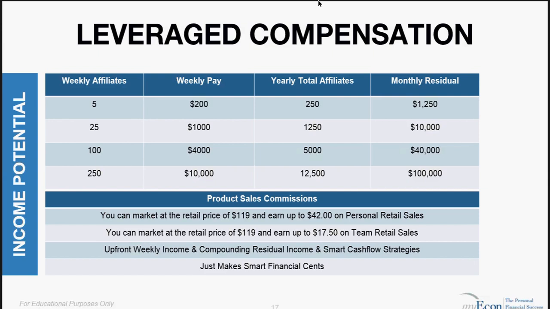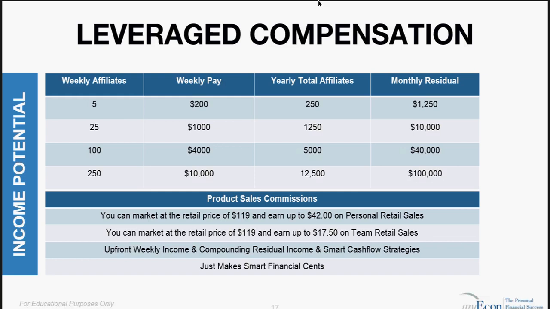And you had 25 affiliates enrolling into your organization. Well, that's $1,000 in weekly pay, $1,000 a week. A lot of people don't make that at their job. And your yearly total of affiliates is 1,250. So you got over 1,000 people in your organization, and now you got a monthly residual of $10,000. Not bad. 6-figure income from the comforts of your home just by growing the business.